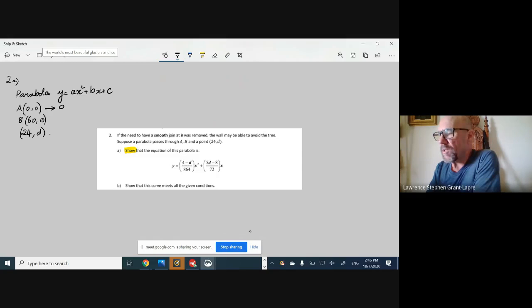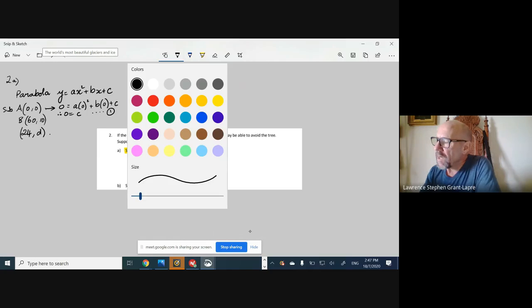So we substitute this into our equation. We get a times 0 squared plus b times 0 plus c. Therefore, 0 equals c, and we get our first condition. From the fact that (0, 0), we get c equals 0. Now, this is 1 mark.